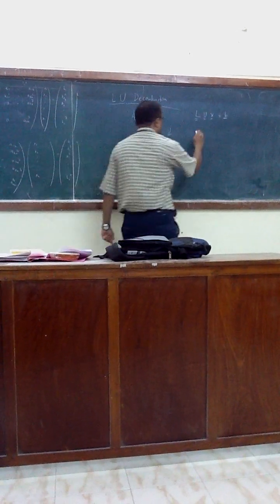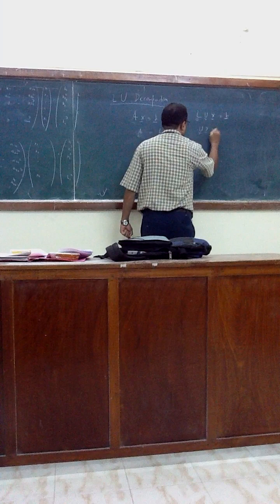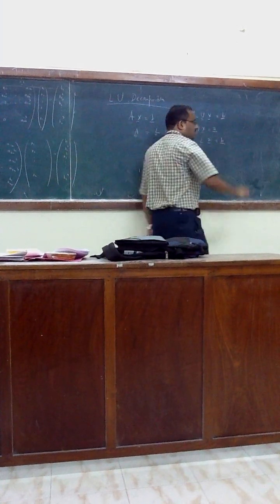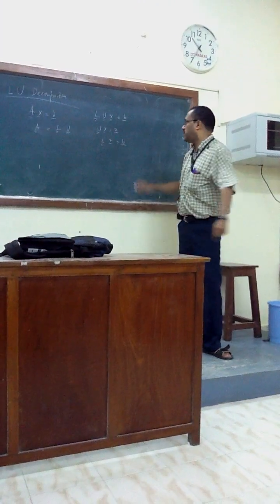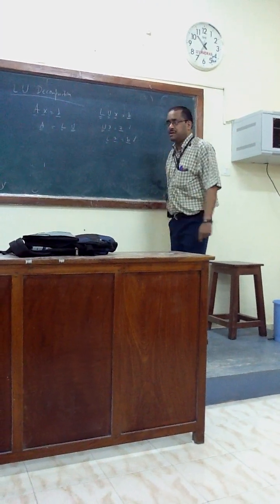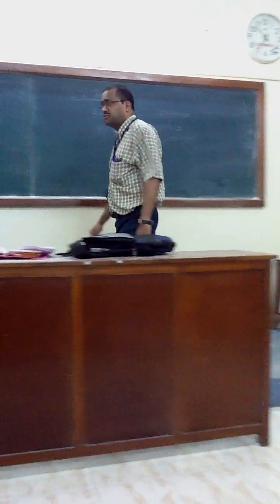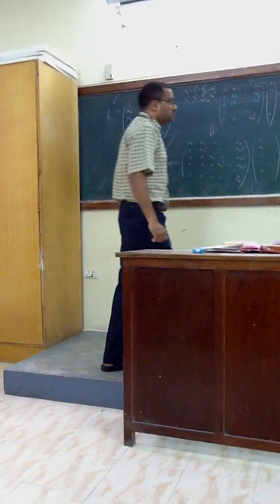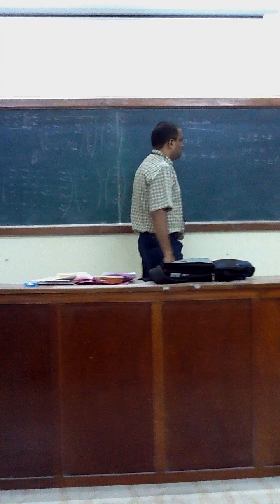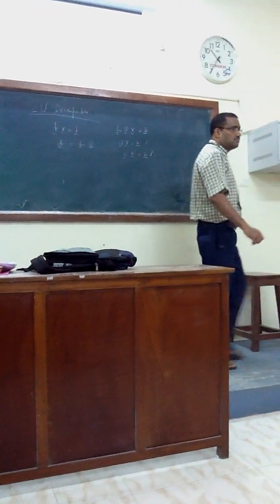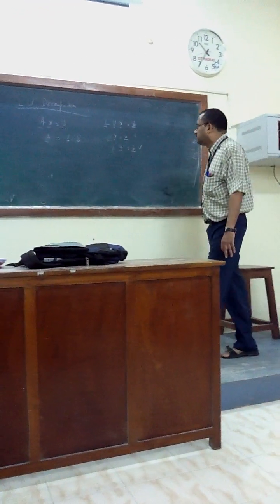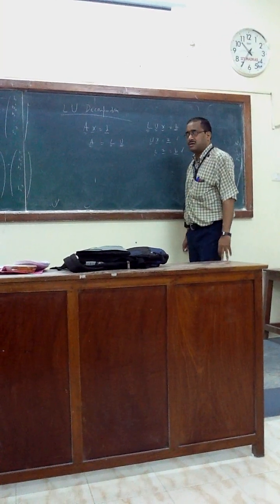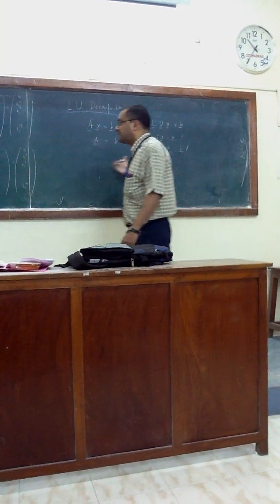What you can do? You can write Ux equals Z and Lz equals B. So we actually have two equations: Ux equals Z and Lz equals B. And what are the U and L matrices? Upper triangular matrix and lower triangular matrix.